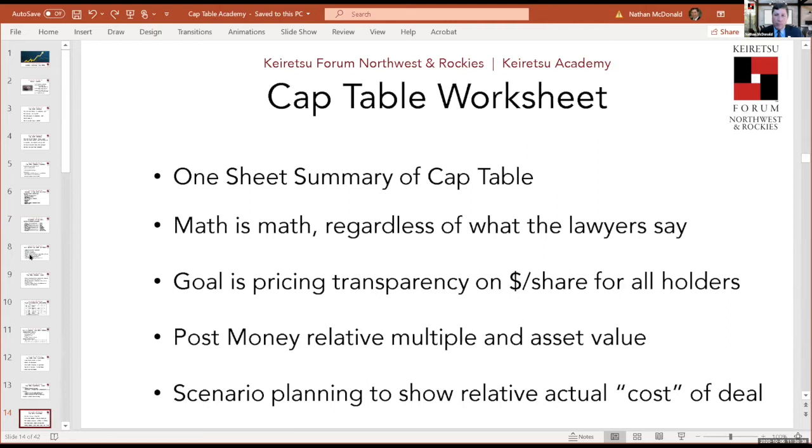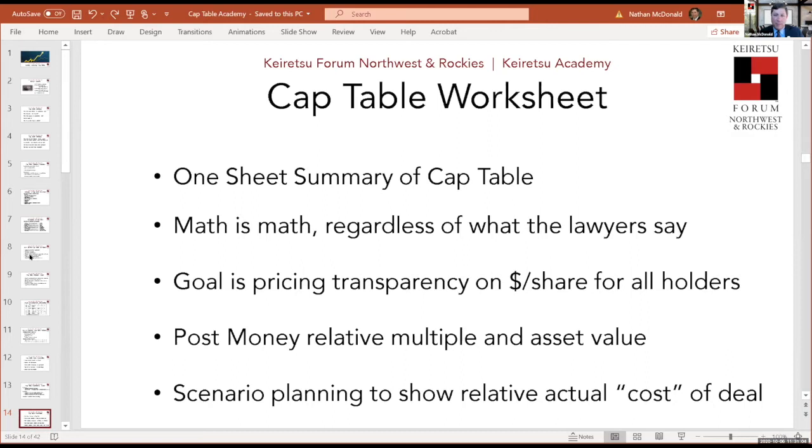So we put together a tool called a cap table worksheet, which I use to advise companies and investors on deal terms. The benefit of it is that the math is the math. And credit to Joe, regardless of what the lawyers say, Joe's much more of a straight talker than many of the company counsels that we work with, where they seem to think that the math isn't the math, that the math is what they want it to be.